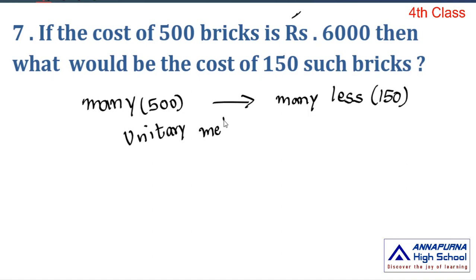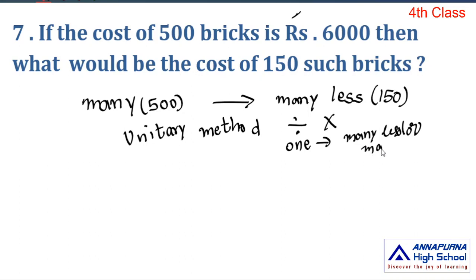In the unitary method, which operations are we using, ma? First we are using division, then multiplication. So by division we find the value of one thing, then we will find the value of whatever he asked, either many more or many less. Okay, ma? Many less or many more.